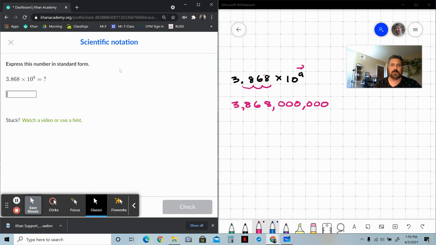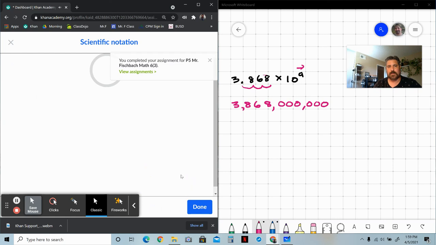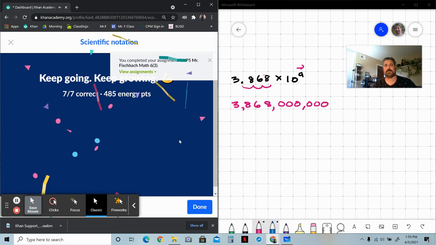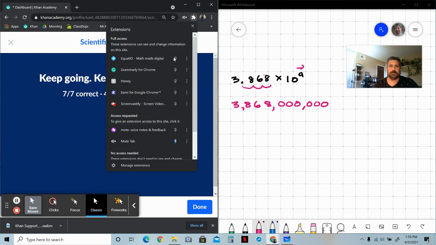So this is going to be 3, let's just write it out, 3, 8, 6, 8, and then 0, 0, 0, 0, 0, 0. That's the correct answer. Anyway, so that's how you do your scientific notation. Just make sure your lead digit is in the ones place. And that's how you do it. So let's stop that.